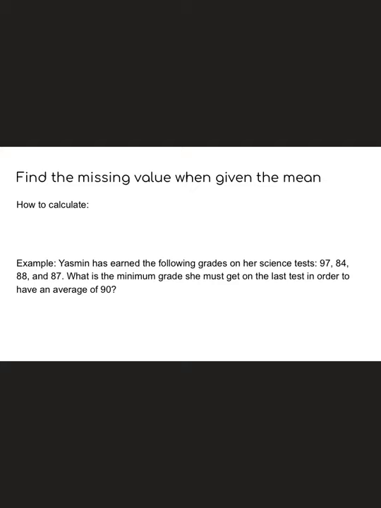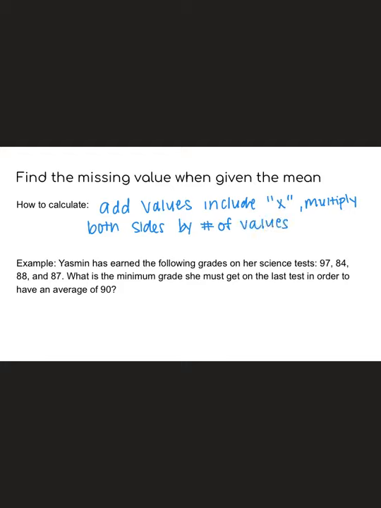When you do this, you are going to still add them all together to get all the values. You're going to include x, the missing value, and then you're going to multiply both sides by the number of values, then solve for x. So basically you're going to set it up and then solve for x like you would when we were doing equations. It's going to be a lot easier, I think, if you just follow along and look at this example.